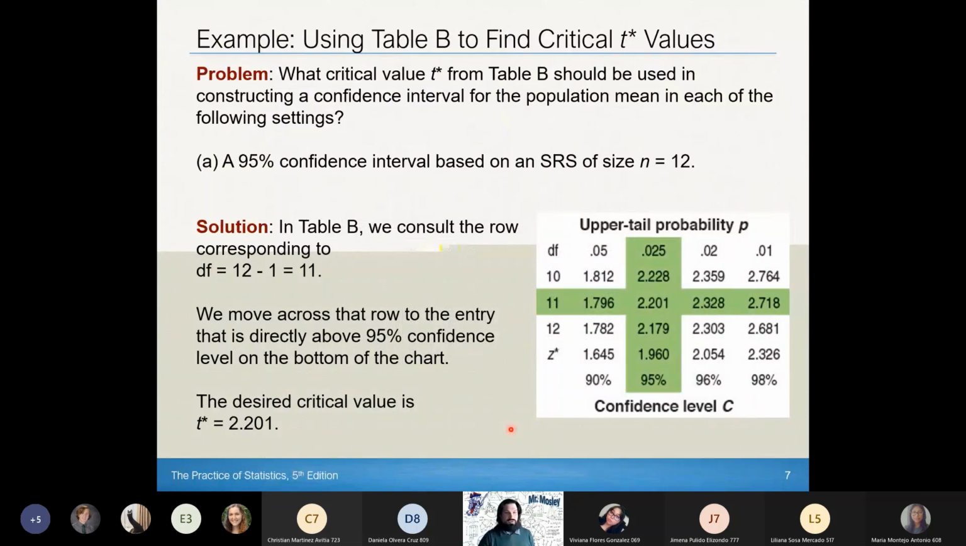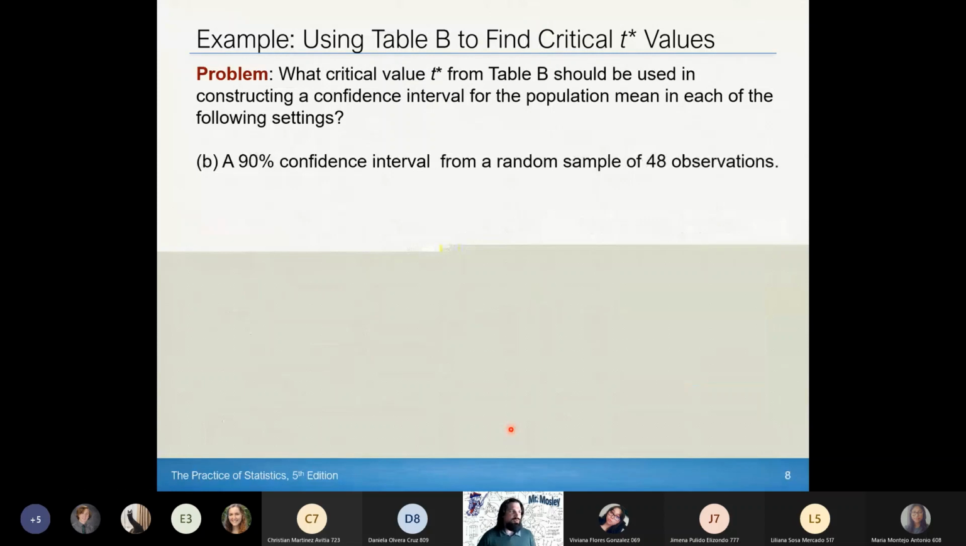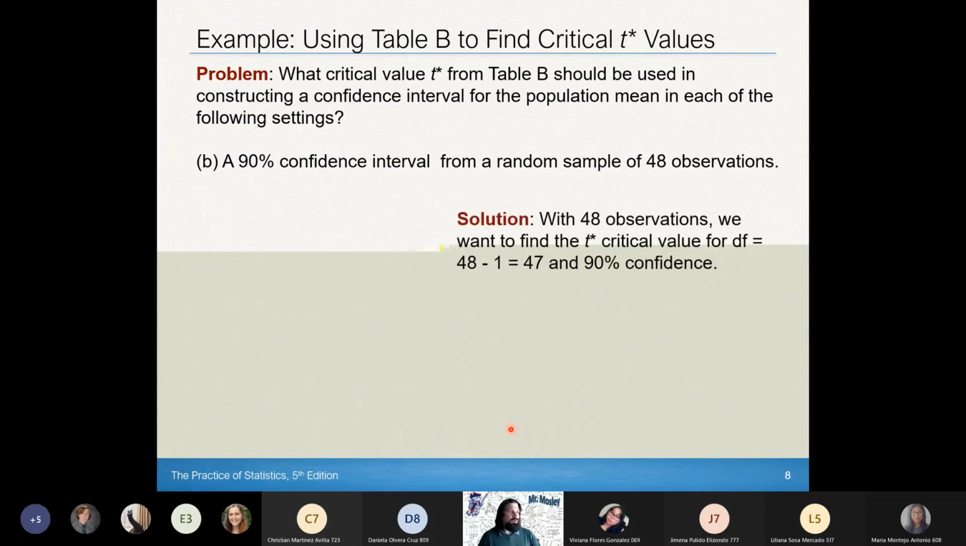So that's what the full table B looks like, because our example only shows a section of it. Look at another example where we're doing a 90% confidence interval from a random sample of 48 observations. This is going to work a little differently. With 48 observations, we want to find the T star critical value for DF, degrees of freedom, equaling 48 minus 1, which is 47, and a 90% confidence.